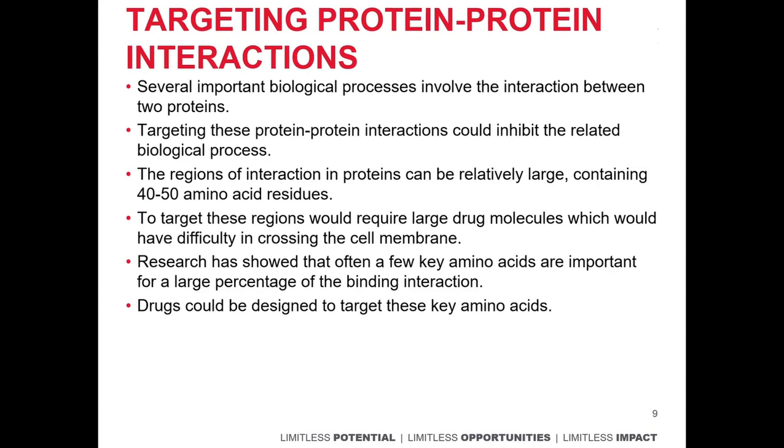Now, to target these regions would require very large drug molecules because the regions themselves are large, and these molecules would have great difficulty in crossing the cellular membrane. However, research has shown that often it's a few key amino acids that are important for a large percentage of the binding interaction. So we could try and design drugs that target these key amino acids as a possible new way of targeting these interactions.